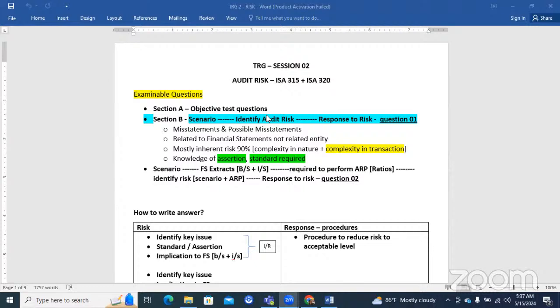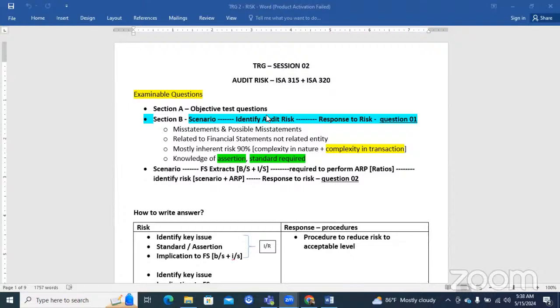Try to understand one thing. If you take reporting questions, the impact to audit report, that type of question we discussed in the class. Those questions include confirmed misstatements only. Misstatement means non-compliance with the standards. But when it comes to audit risk, possible misstatements also can be tested, and confirmed misstatements also can be tested.